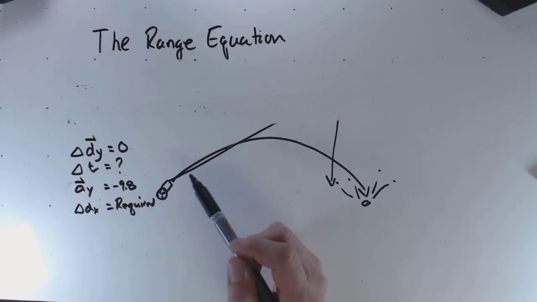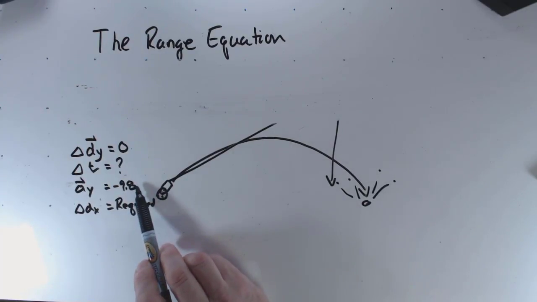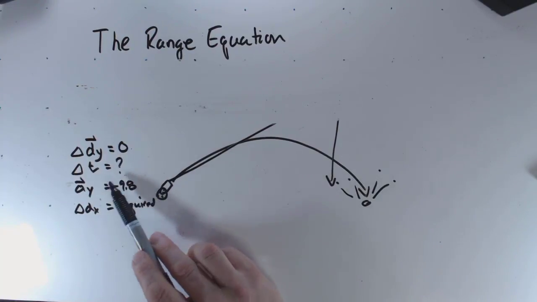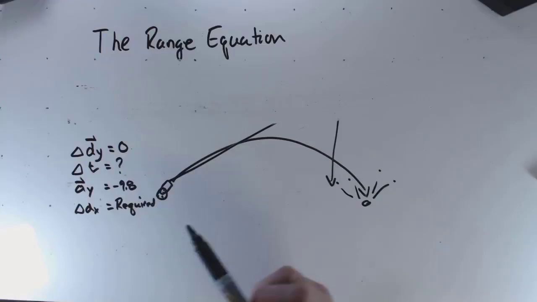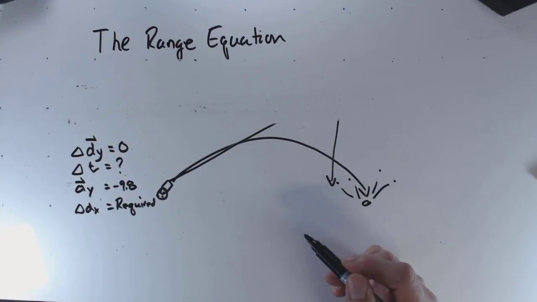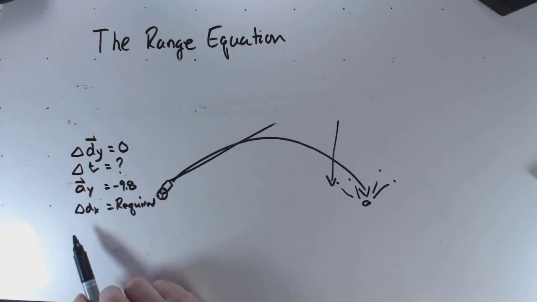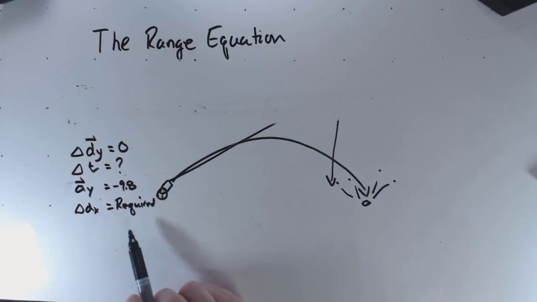The change in time, we don't have any idea. The acceleration in the y direction, we are going to know that. I am just going to leave it as the acceleration. And rather than use negative 9.8, we'll leave it as acceleration so that we could do this on an asteroid or Mars or Jupiter. We could export our evil wherever we want to go. Delta dx, of course, that's exactly what we want to know.